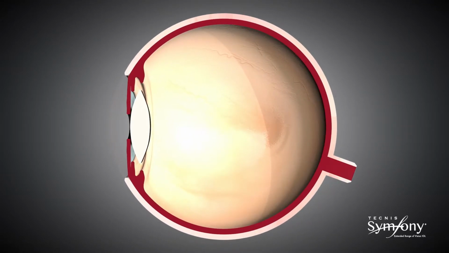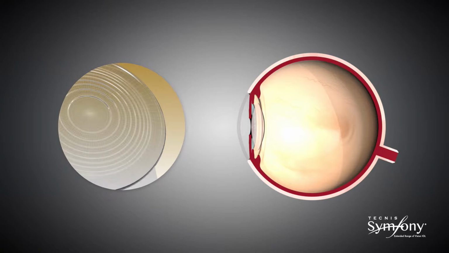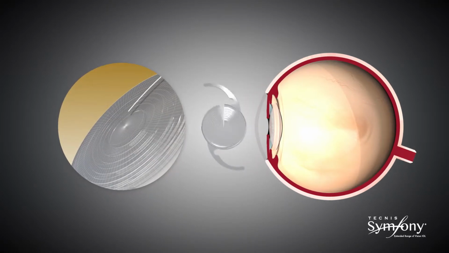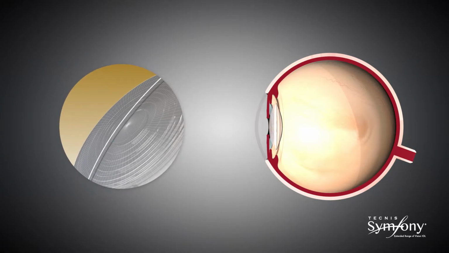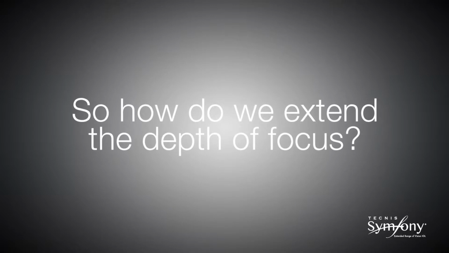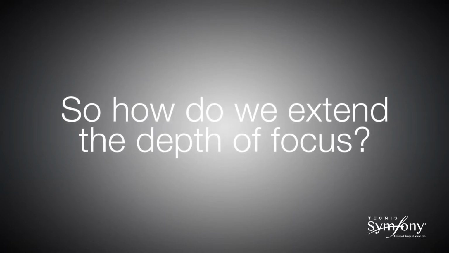Tecnis Symfony IOL delivers on this promise by utilizing two proprietary complementary enabling technologies, which are the Echelette design that extends the depth of focus and the achromatic technology which corrects chromatic aberration. Firstly, let us look at how the Echelette design works to extend the depth of focus.